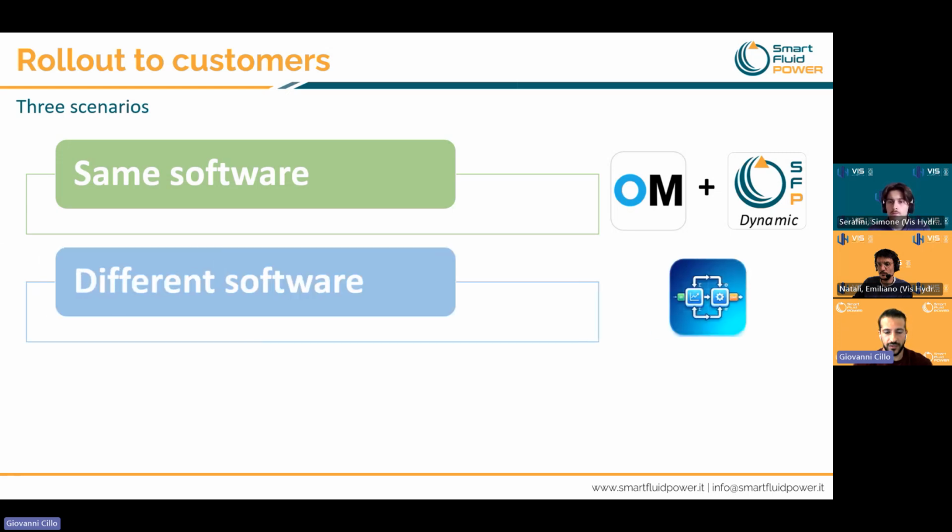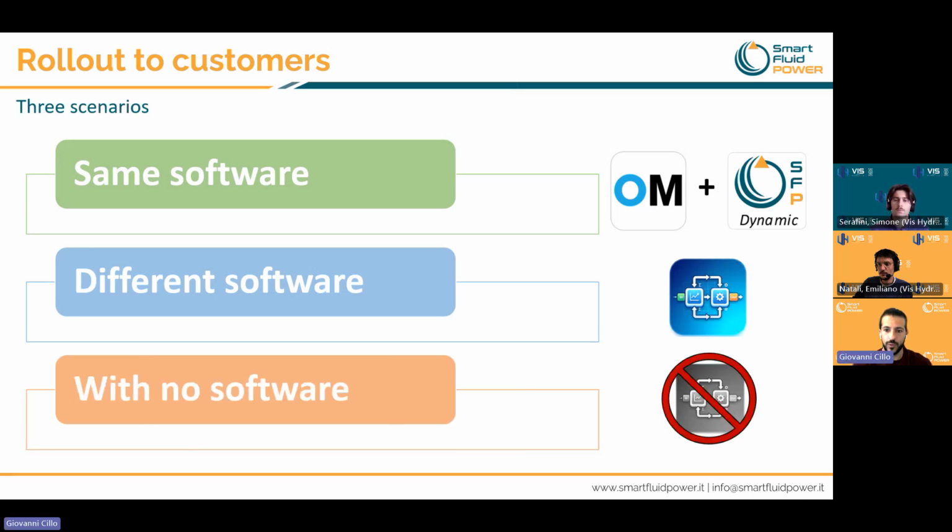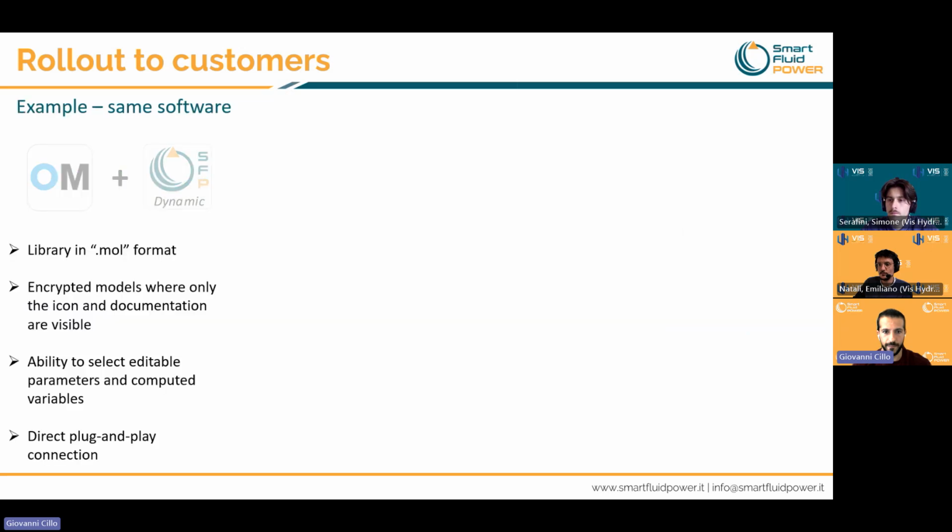The second case is if the client uses another Modelica-based software. We can export the model as an FMU, for example, a protected black box. Third case, the client has no software. With OpenModelica, we can still provide a model usable with the open source tools. So, regardless of the context, there's always a way to make the model usable. Let's look at these three options, always applied to our case study.